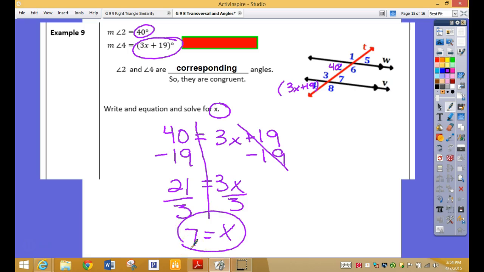We know x equals 7 here. What is the measure of the angle? 3 times 7 is 21 plus 19. 21 plus 19 is 40. Does that work? Yes, because we know they're congruent. We just proved they are equal. That worked.